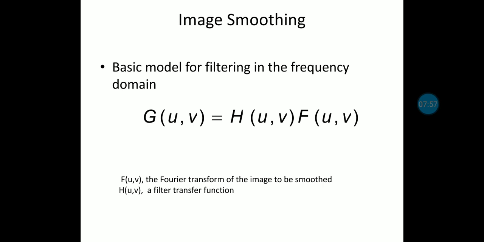So let us understand the basic mathematical equation used for filtering in the frequency domain. The basic model for filtering in the frequency domain is given by g of u comma v equal to h of u comma v into f of u comma v, isn't it? Smoothing is fundamentally a low pass operation in the frequency domain, isn't it? So the input image or Fourier transform of the image is f of u comma v, and its filter transfer function is h of u comma v.